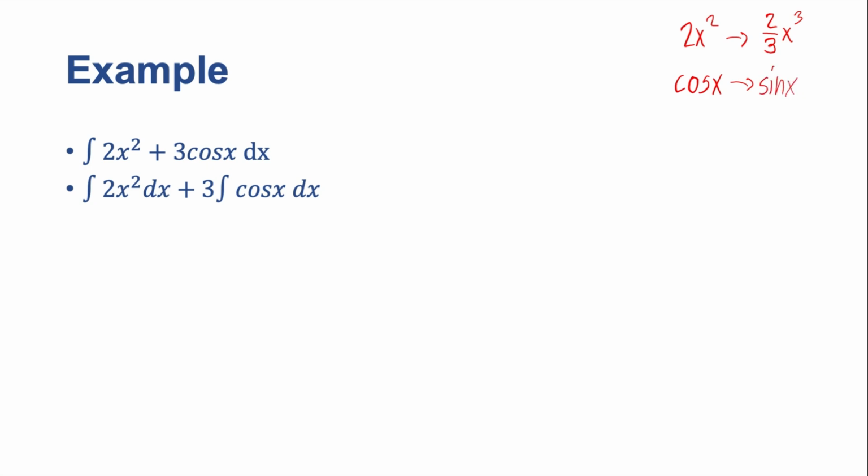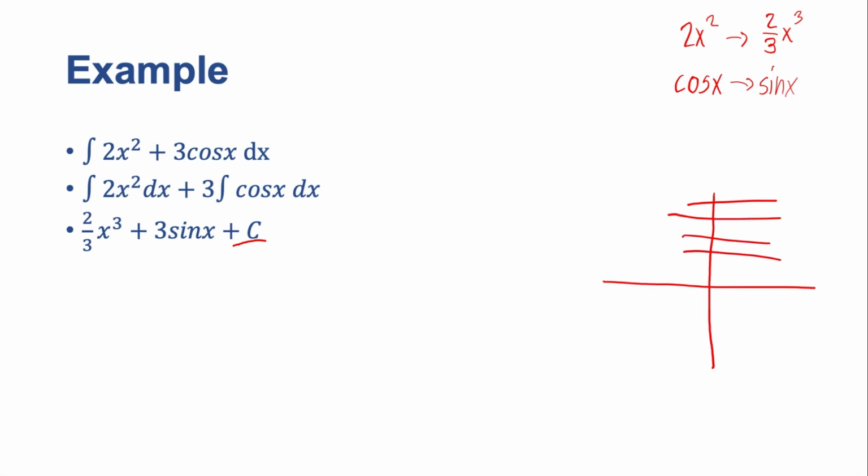Great. So now we can plug that in. We get 2/3 x cubed plus 3 sine x plus c. Of course, we need to add that plus c. That's always important, just to make sure that this is a family of curves that could have any y-intercept, since the derivative kills the constant term. All right, so now we can move on to another example.